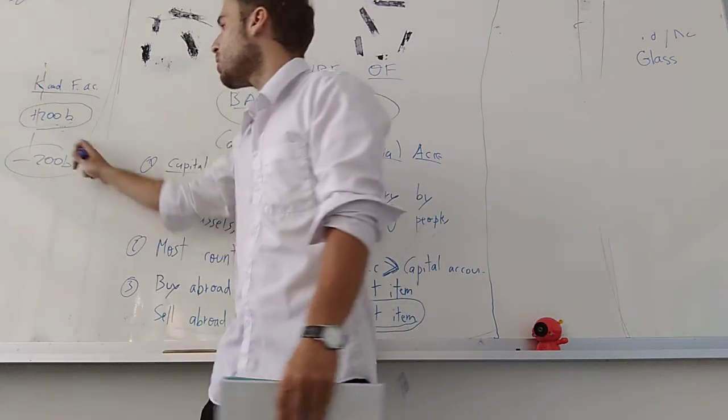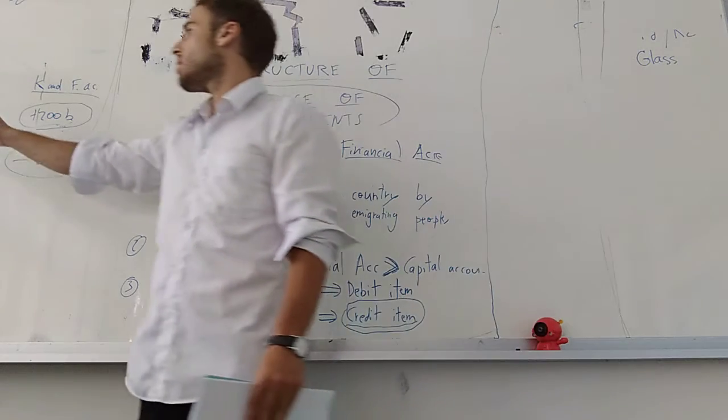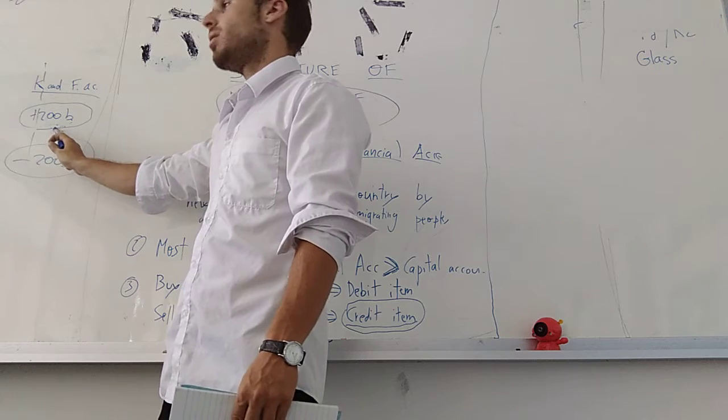So when you have minus 200, what does it mean? So here we said, the country is in debt, and it uses this money to pay this one.